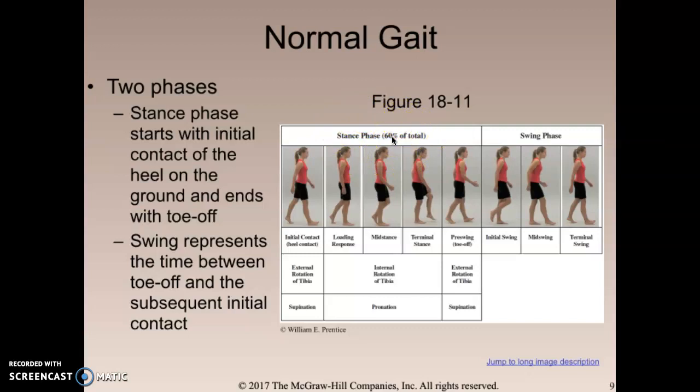And when you think about it, 60% plus 60% for the other foot would be 120%, which really just shows the overlap where both feet are on the ground at the same time, which is how we define walking. Okay. So we have a stance phase and then we have a swing phase.